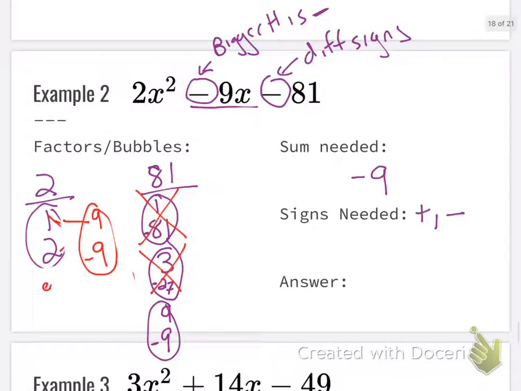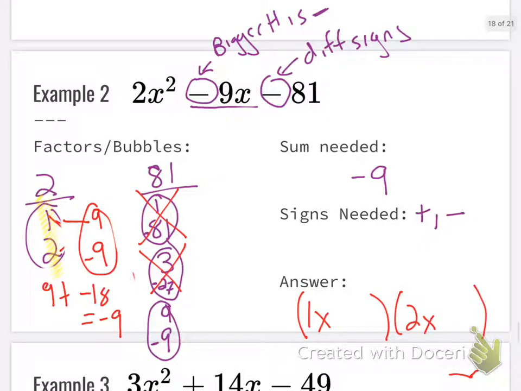So 1 times 9 is 9, plus 2 times 9 is going to be negative 18, which gives me that negative 9. If you would have done it the other way, where it was 1 times the negative 9 and 2 times the other 9, you would have ended up with a positive 9, which would not have been what we were looking for. So again, the first ones are these, the leading coefficients in each binomial. So it's going to be 1x in our first one, 2x in our second one.